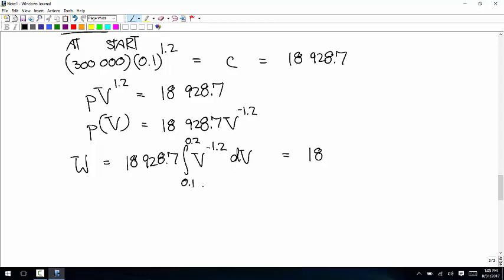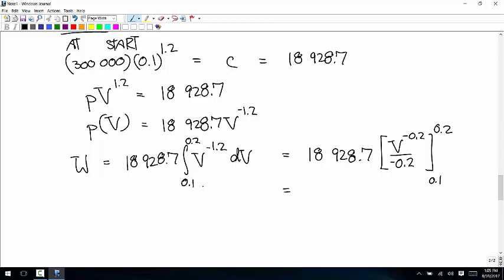And so that's 18,928.7 times V to the negative 0.2 divided by negative 0.2. And that's evaluated from 0.1 to 0.2.